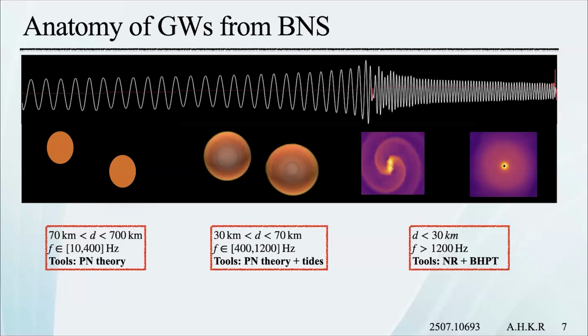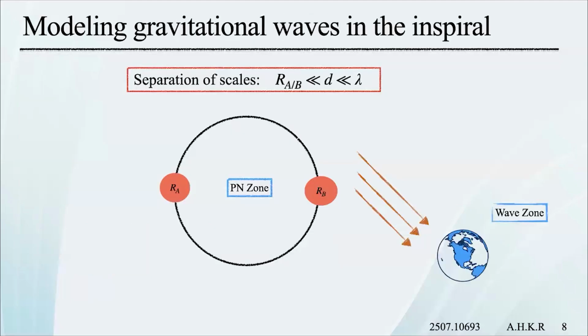And finally, you have the merger and ringdown. The merger requires numerical relativity, which is a science on its own, and the ringdown is modeled using semi-analytical tools such as black hole perturbation theory. My focus will be on how you add the tidal dynamics to post-Newtonian expansions, and I'll schematically describe how that's done.